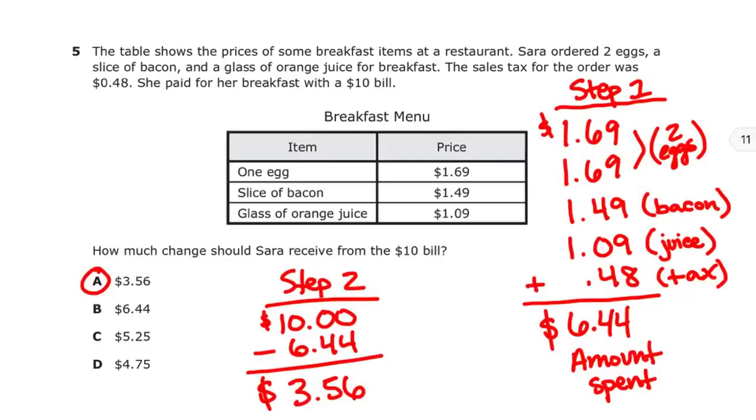So this is a two-step problem in which we first need to add up all of the things that she ordered. So add up 169 twice because she got 2 eggs. Add up 149 for the bacon, 109 for the juice, and then 48 cents for the tax. When you add that all together, you'll get a total of $6.44. We then, for step 2, need to take her $10 bill and subtract the amount spent, which was $6.44, leaving us with change leftover of $3.56, which matches with A for our final answer.